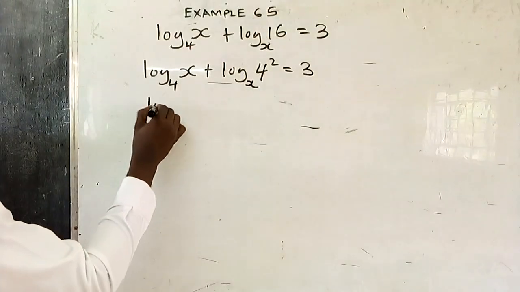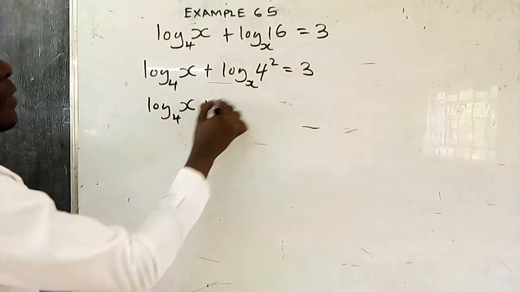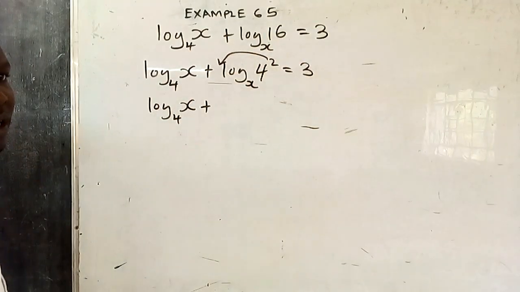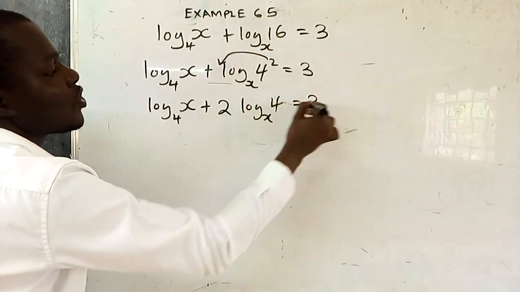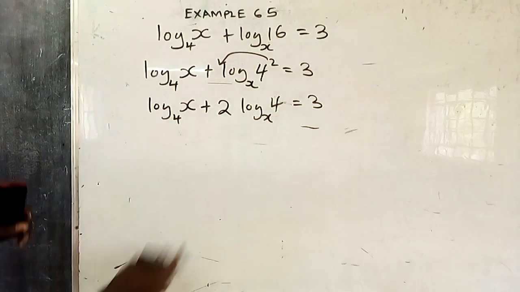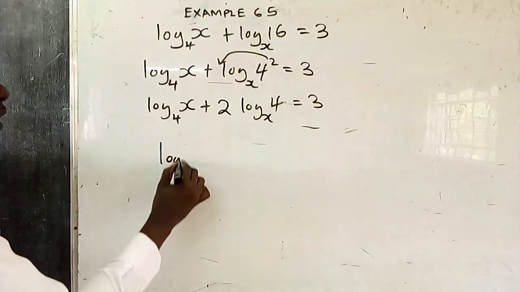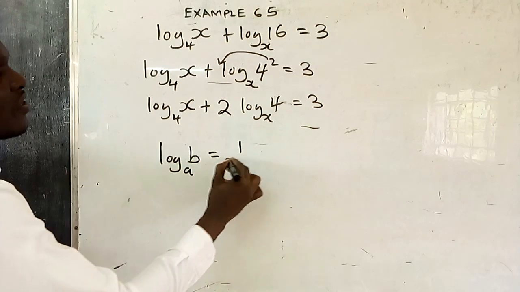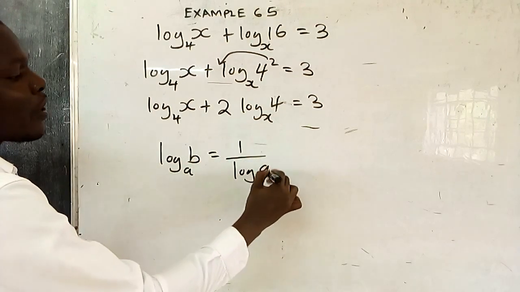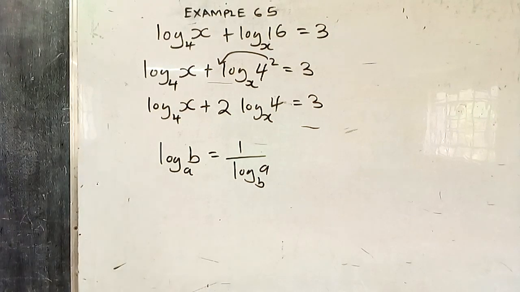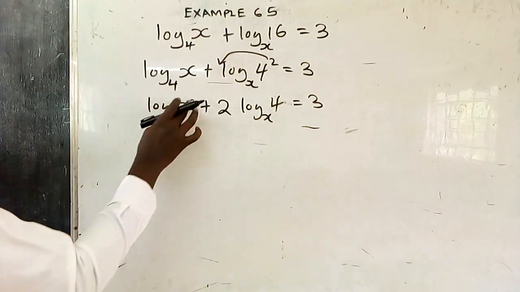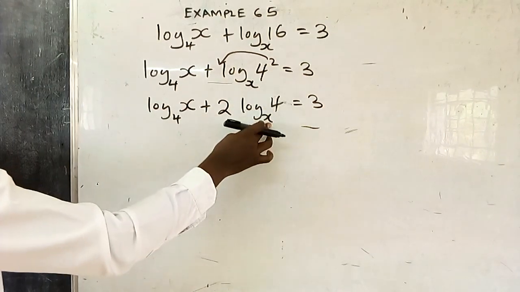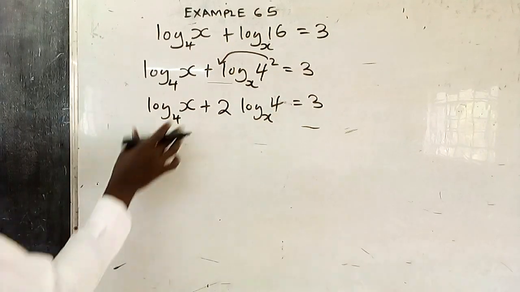So here we have what? We have log x to base 4 plus, this 2 is the coefficient, isn't it? Plus 2 log 4 to base x is equal to 3. So look at this and this. Remember, if we have log b to base a, this is the same as 1 over log a to base b, meaning one is the reciprocal of the other, isn't it? So when you have log x to base 4 and here log 4 to base x, one is the reciprocal of the other, isn't it?